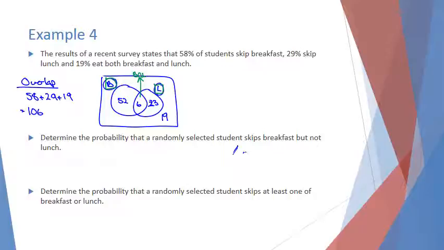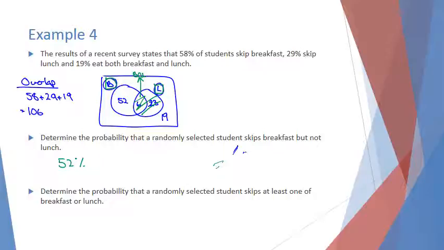Okay, so we want to determine the probability that a randomly selected student skips breakfast but not lunch. So I have to ignore the lunch circle, which means this would just be 52%. There'd be a 52% chance that a randomly selected student would skip breakfast but not lunch.